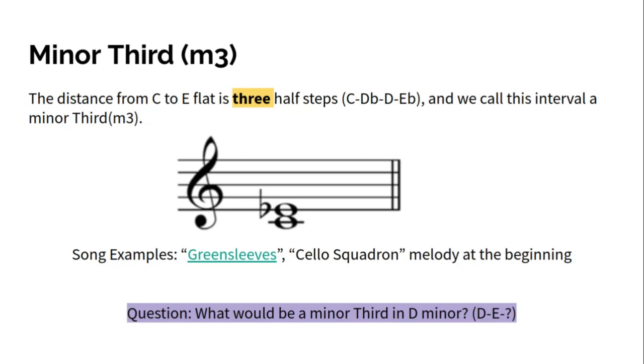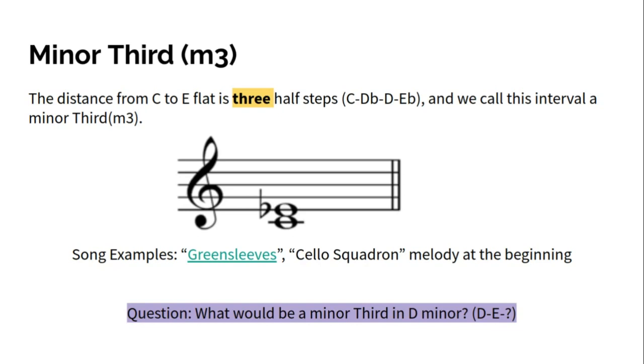All right, so now we have the minor third. The distance from C to E flat is 3 half steps. So C, up a half step to D flat, up again to D, then up again to E flat. And we call this interval a minor third.